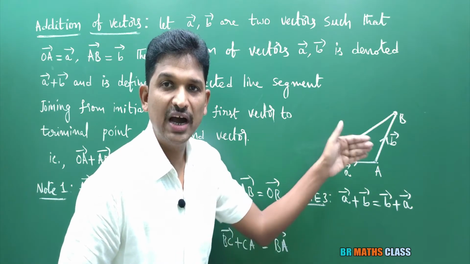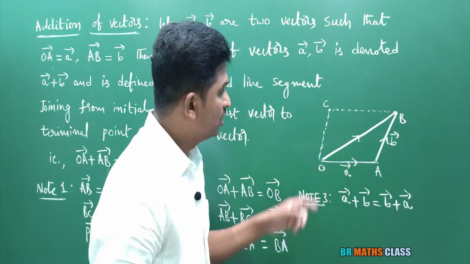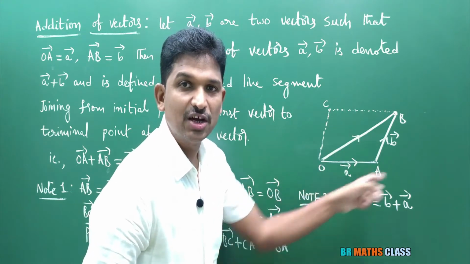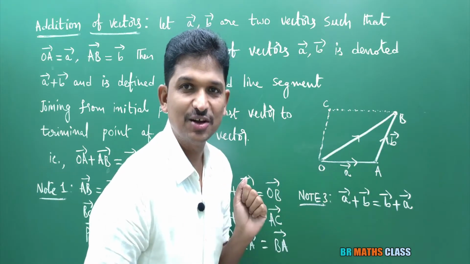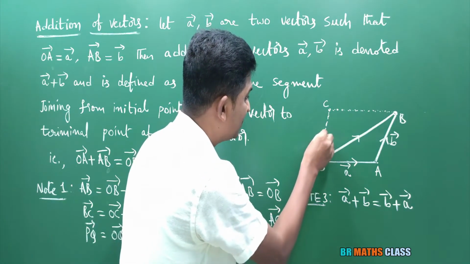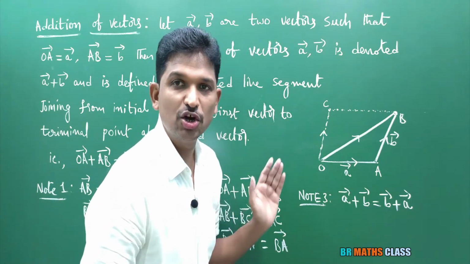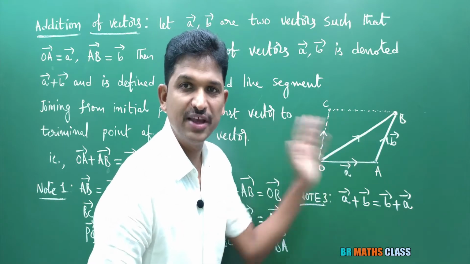Now what I'll do, I'll form a parallelogram from this. You observe here, I formed a parallelogram OABC. Suppose this is a parallelogram. Now, what is this vector? We know that in a parallelogram, opposite sides are of the same magnitude.